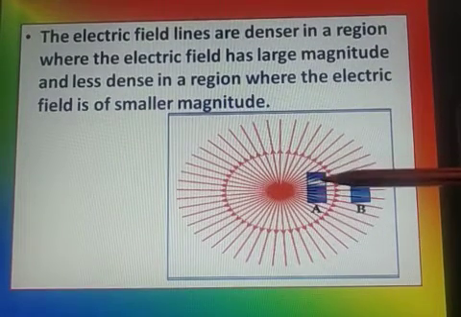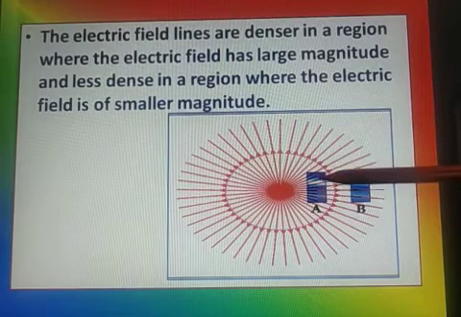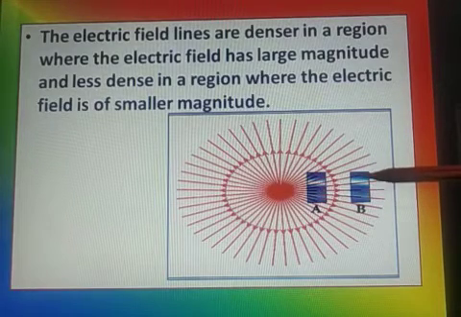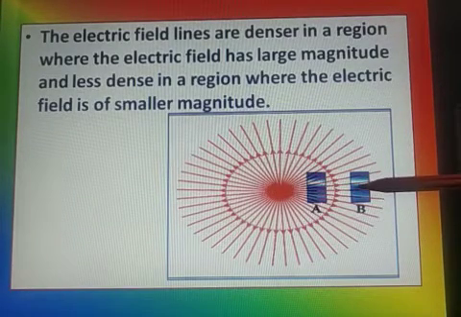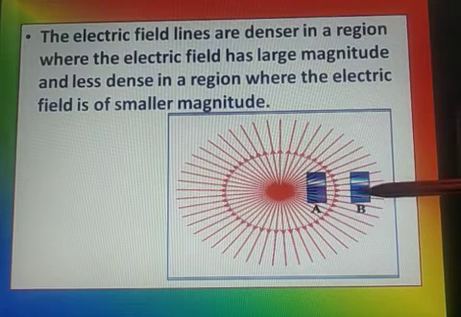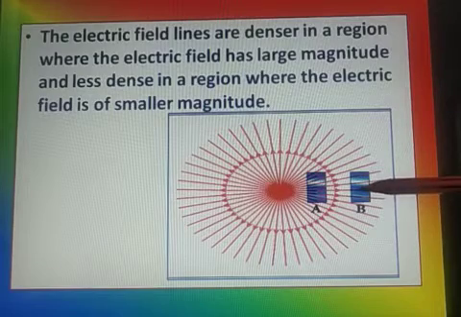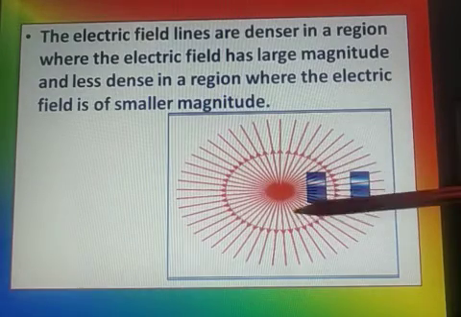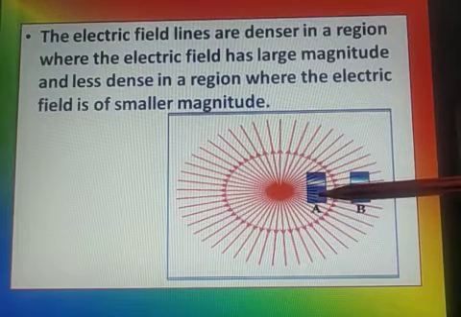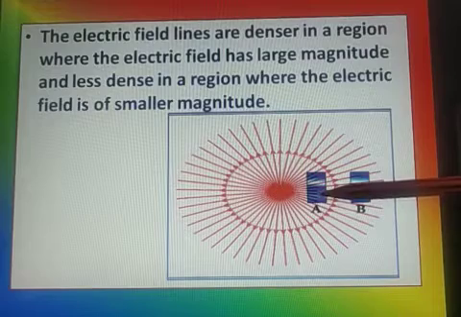In other words, wherever the electric field lines are close to each other, the electric field is maximum. Wherever the electric field lines are far away from each other, the electric field strength is very minimum. So we can conclude for this property that the magnitude of the electric field is directly proportional to the number of electric lines of force present in the given unit area.